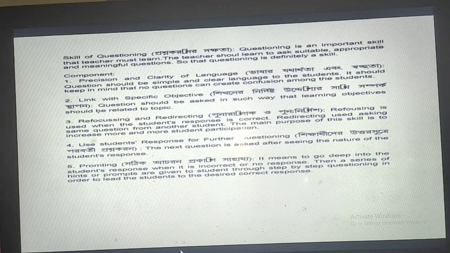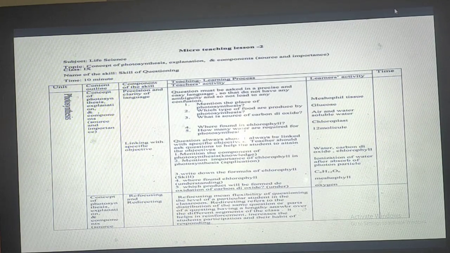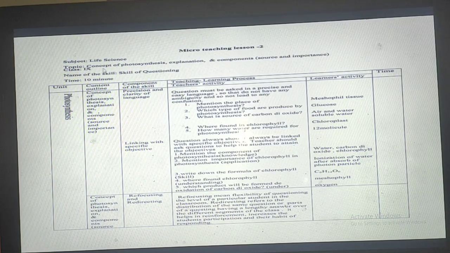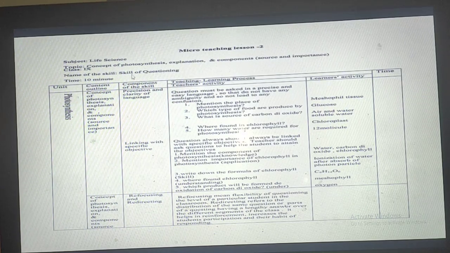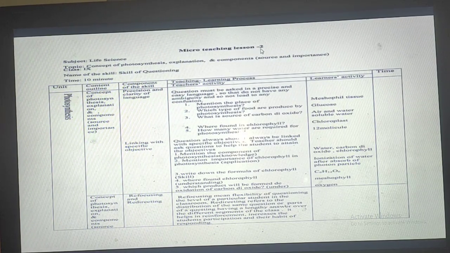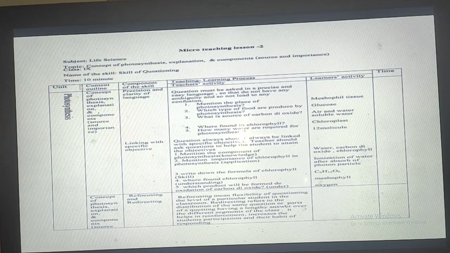Then a series of hints and prompts are given to the student through step-by-step questioning in order to lead the student to the desired correct response. I think you have got it. Now, this is micro teaching lesson plan number 2, skill of questioning. Here mention the student name, students, subject, topic, chapter, same things.